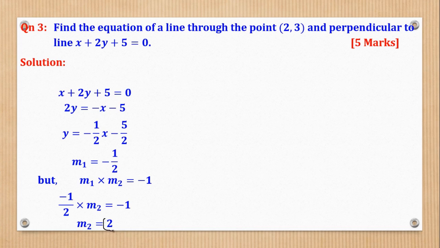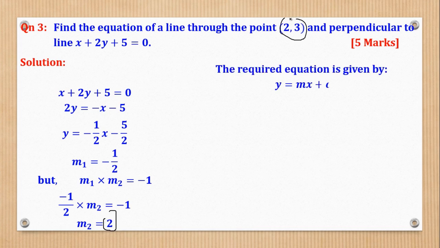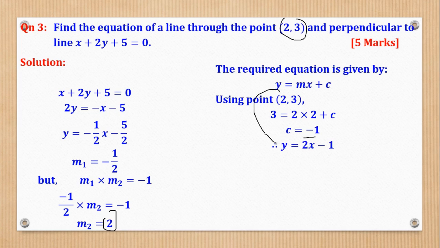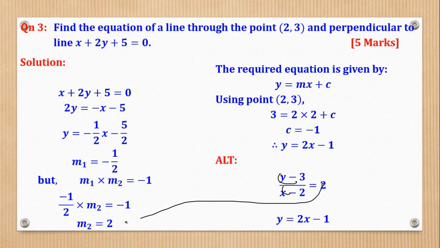So now that we have the gradient of the required line and a point on that line, we can get the equation of the line which they want. You can either start from y = mx + c and substitute for y, m, and x, then get the value of c, and after that rewrite this to give you the equation of the line they wanted. Alternatively, you can choose to equate gradients: change in y over change in x is equal to 2, which is this. Cross multiply and get the output.